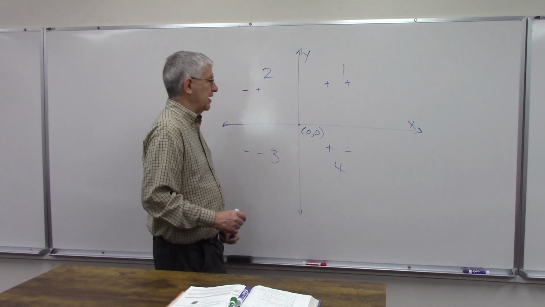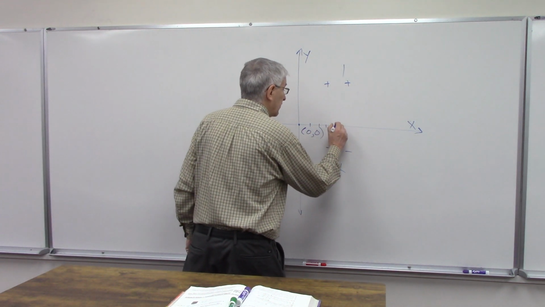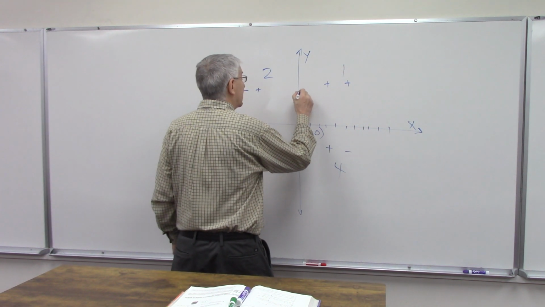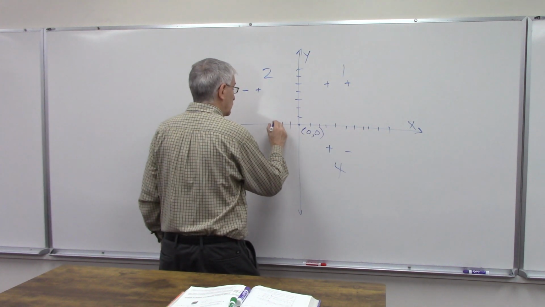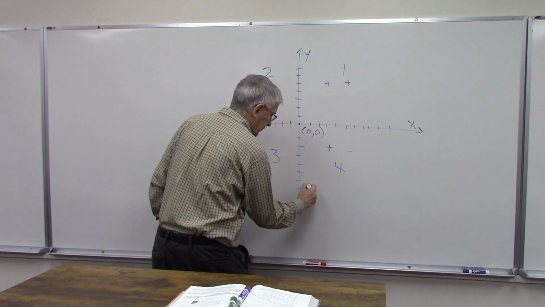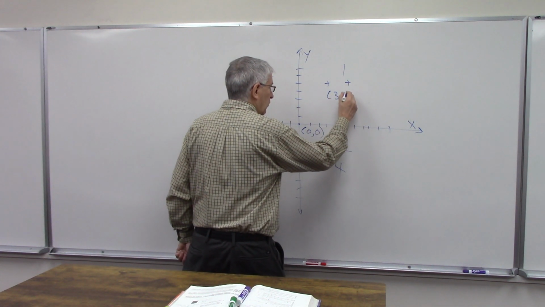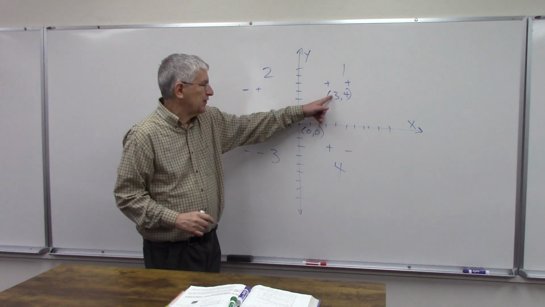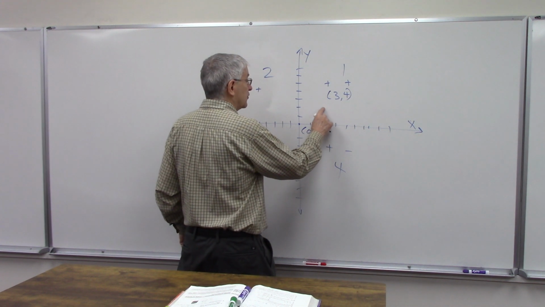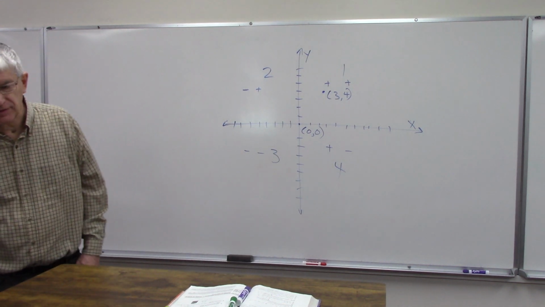So for example, if we had a coordinate of 3, 4. Let's just put a couple of these tick marks out here. All right. So if we had the grid coordinate of 3, 4, that's the X value, that's the Y. So we count over 1, 2, 3, and up 1, 2, 3, 4. So that's 3, 4. Positive, positive.